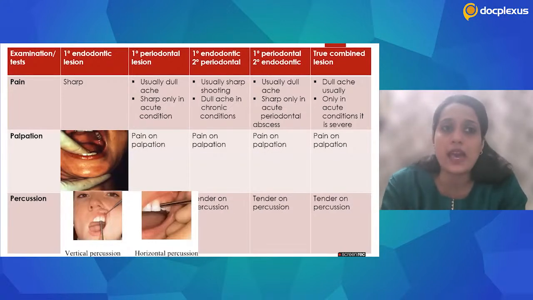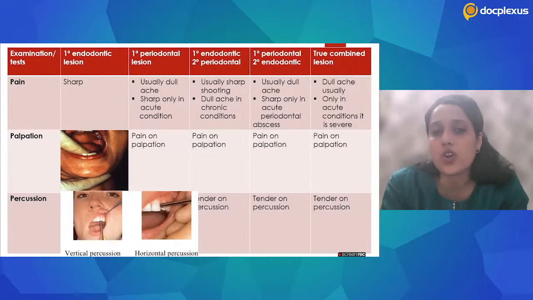Now coming to the examination tests. Of course, we'll have a history of pain from the patient and signs and symptoms otherwise. In primary endodontic lesions, definitely the pain is going to be very sharp, pricking or throbbing maybe. In primary periodontal lesion, the type of pain is usually dull and it is usually continuous. And it is sharp only in acute conditions or if there is any acute exacerbation of chronic condition.